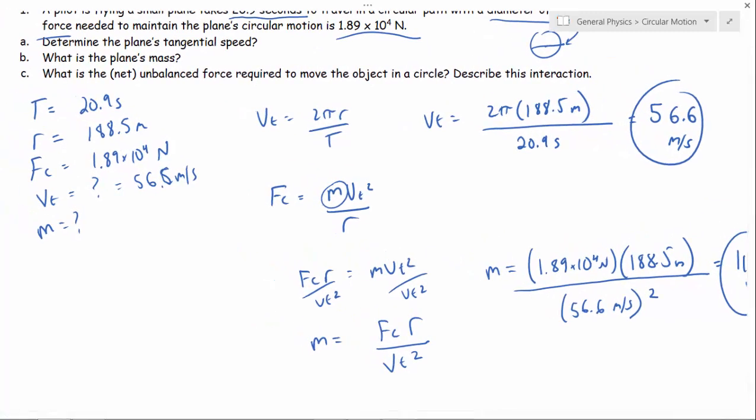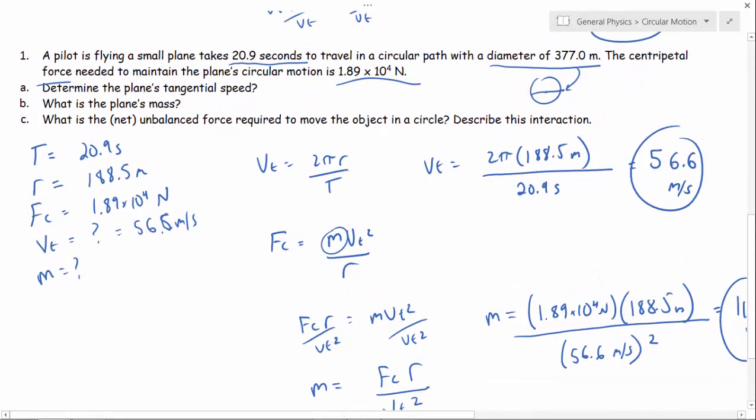The last part of this says, what is the net unbalanced force required to move the object in the circle? So this is talking about the centripetal force, but remember, it could be any type of force, really. So I'm going to look at this problem, and it has a plane flying in a circle. Well, planes don't just fly in a circle unless there's something causing them to go towards the center. If I think of my little plane in the air, what is it doing as it goes around? It has to be pushing on some physical object, so it's going to be a drag force, or force of air, and as the plane pushes out on the air, then the air is going to push in on the plane.